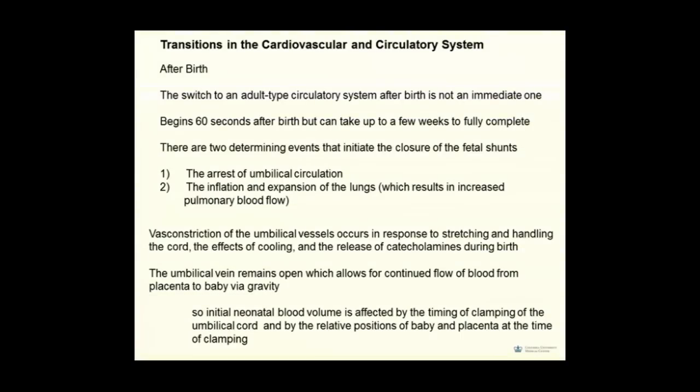First of all, the umbilical vessels start to constrict in response to stretching and handling of the cord, cooling of the cord, and the release of catecholamines with the stress response of birth. So birth is going to help reduce the blood flow through the umbilical vessels. The umbilical artery is going to clamp down and constrict, but the umbilical vein remains patent. Until the umbilical cord is clamped, blood can flow between baby and placenta through the umbilical vein.